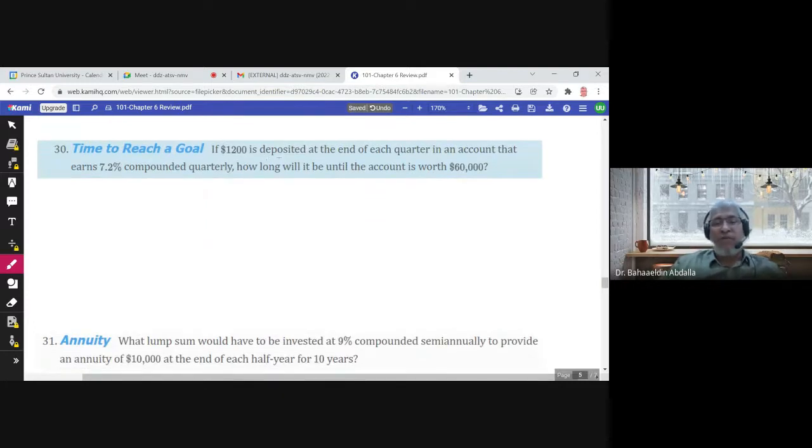If 1,200 is deposited, so this is R, at the end of each quarter, so this is an ordinary annuity, in an account that earns 7.2, so I is, we divide 0.072 over 4, and we will find that the answer is 0.018. How long will it be until the account is worth 60,000? So N is required. So this is the future value.